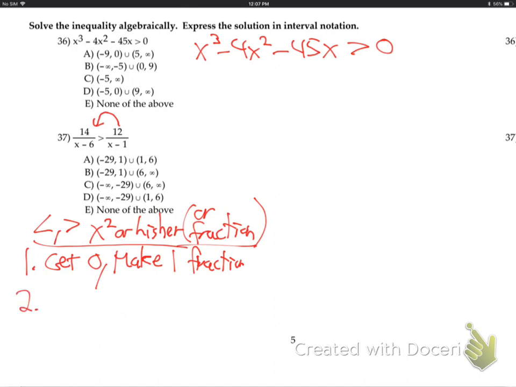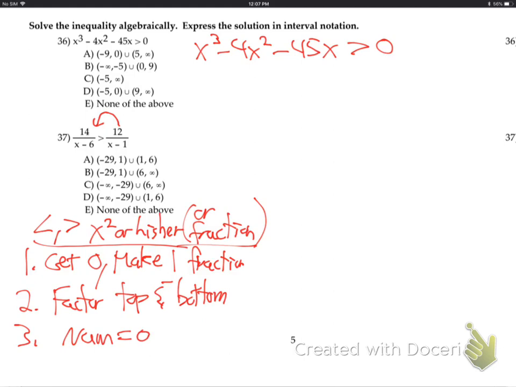Step 2. Factor top and bottom. Step 3. Numerator equal to 0. Denominator equal to 0. Solve. And those are zeros.